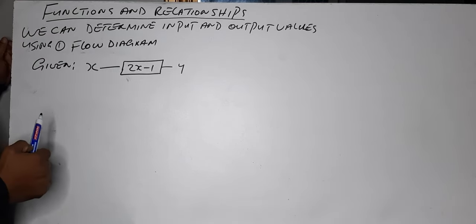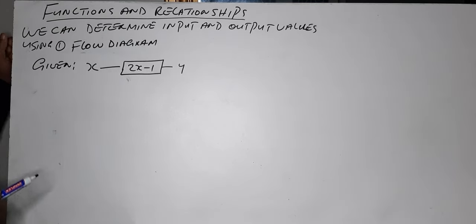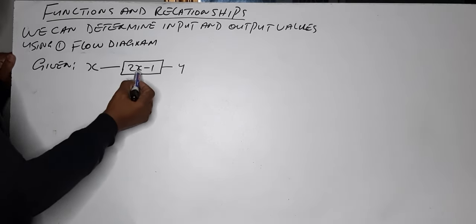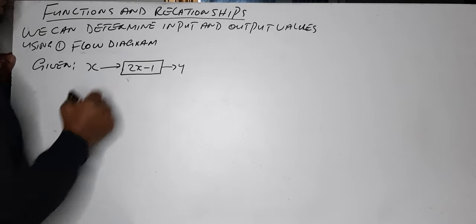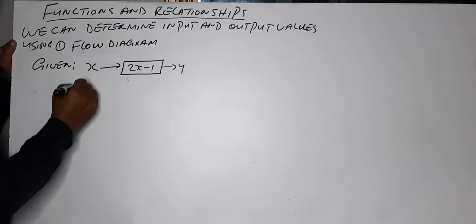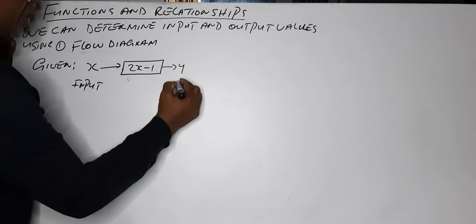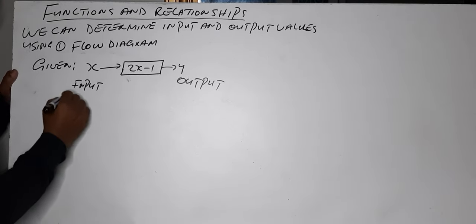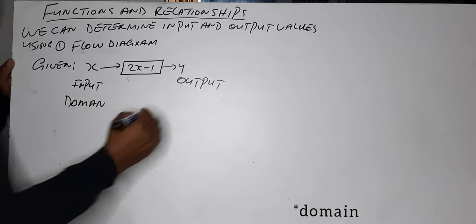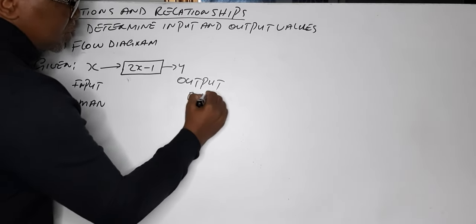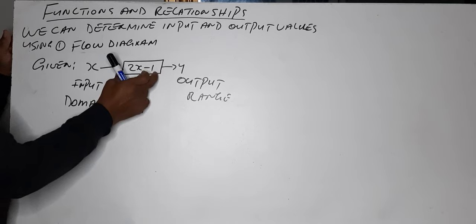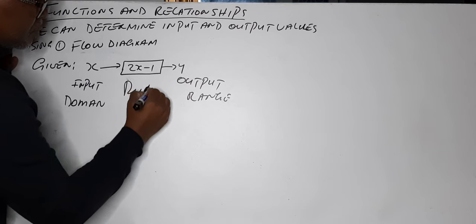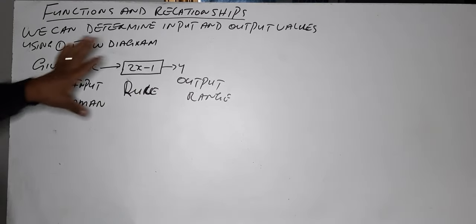And you'll recall that early this year, we were dealing with a flow diagram. Let us say you are given x, and you are given 2x minus 1, and here you are given y. This x is called the input, and this y here is called the output. So the input is also called what? The domain. The output is also called the range. This one is a formula which is called what? The rule. This is the rule. So this is a flow diagram.